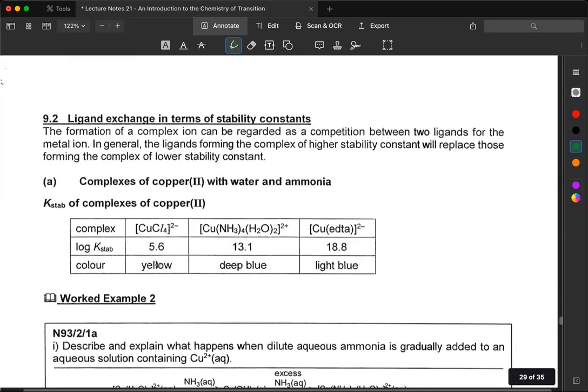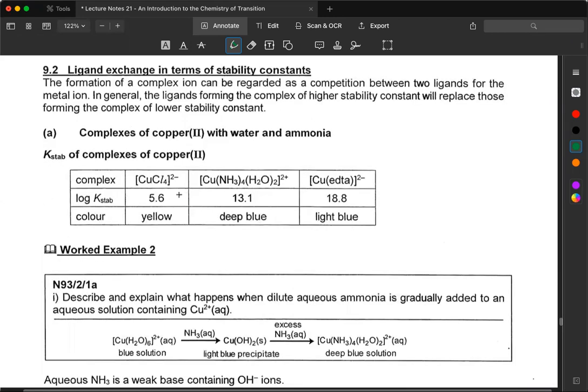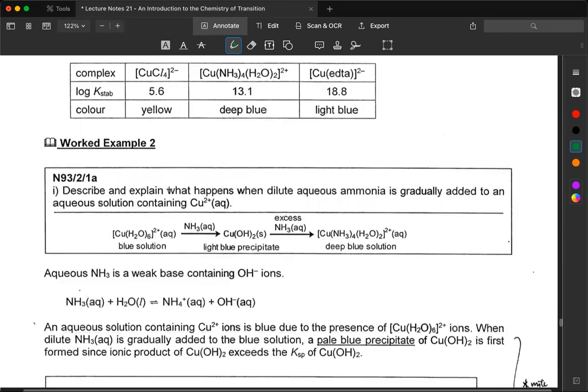The formation of a complex ion can be regarded as competition between two ligands for the metal ion. So in general, ligands forming the complex of higher stability constant will be able to replace the one of lower stability constant. For example, this is the lowest, this is the highest. So this one is more likely to form than this one.